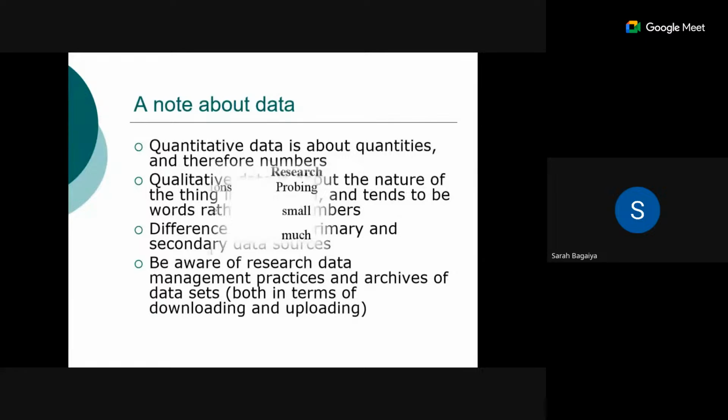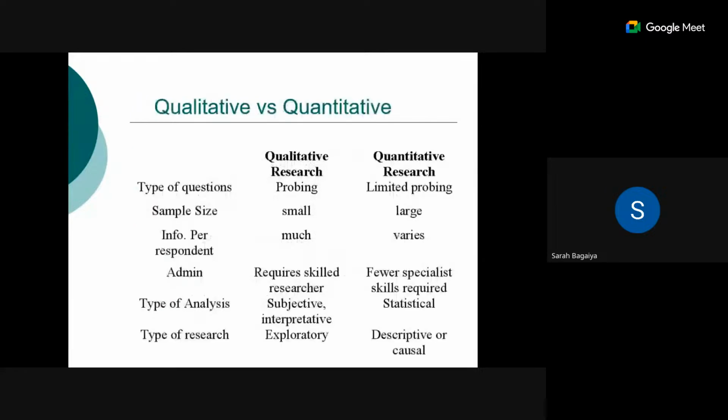So this just shows us some differences between qualitative and quantitative data. We have, for types of questions, for qualitative data, which deals more with words, we do more probing. While for quantitative data, there's limited probing because it's more numerical. So the questions are direct. There's hardly any need to probe.